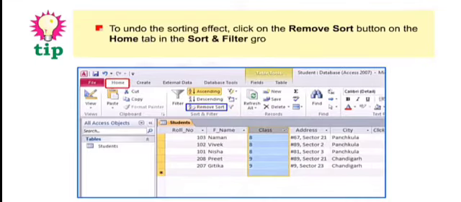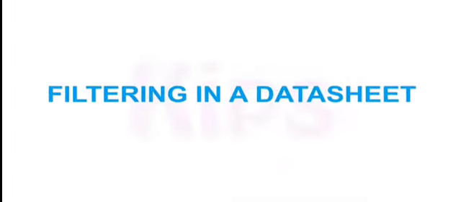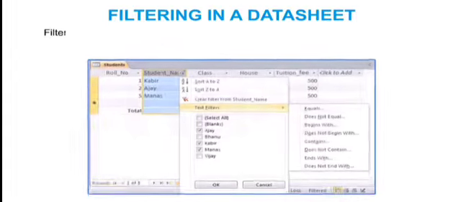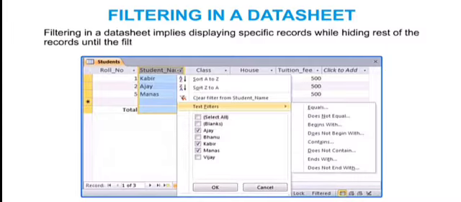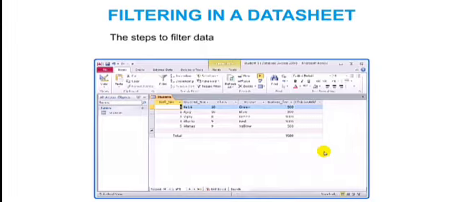Okay students, let us learn about filtering in a datasheet. Filtering in a datasheet implies displaying specific records while hiding rest of the records until the filter effect is cleared. The steps to filter data in a datasheet are as follows.